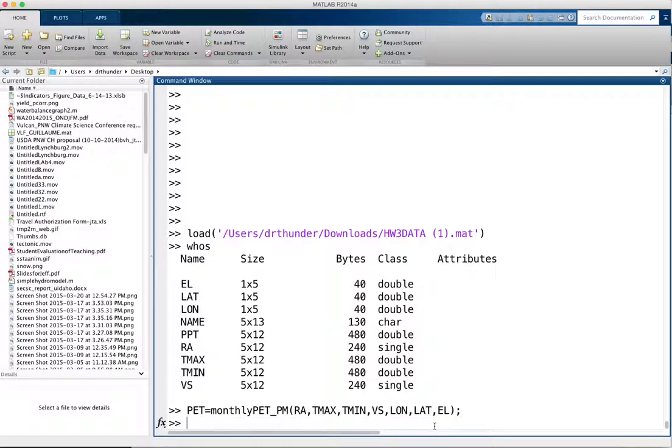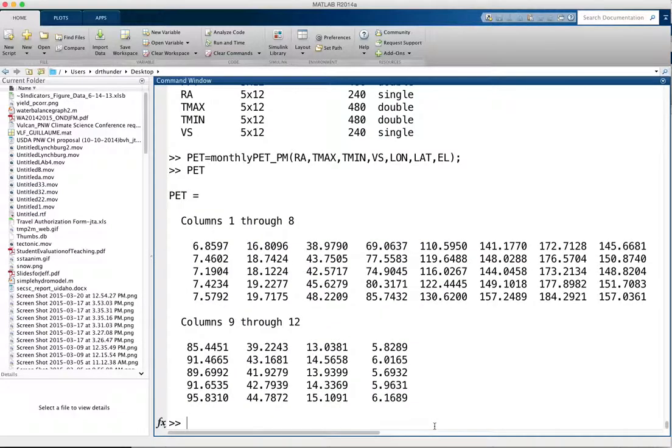Okay, so we can run that forward and we'll get some values for PET. You might want to look at those values just to see if they look reasonable. It's always good whenever doing any sort of data analysis to check your data along the way to be sure that you are getting results that look generally what you would expect them to be. So this is monthly accumulated potential evapotranspiration.